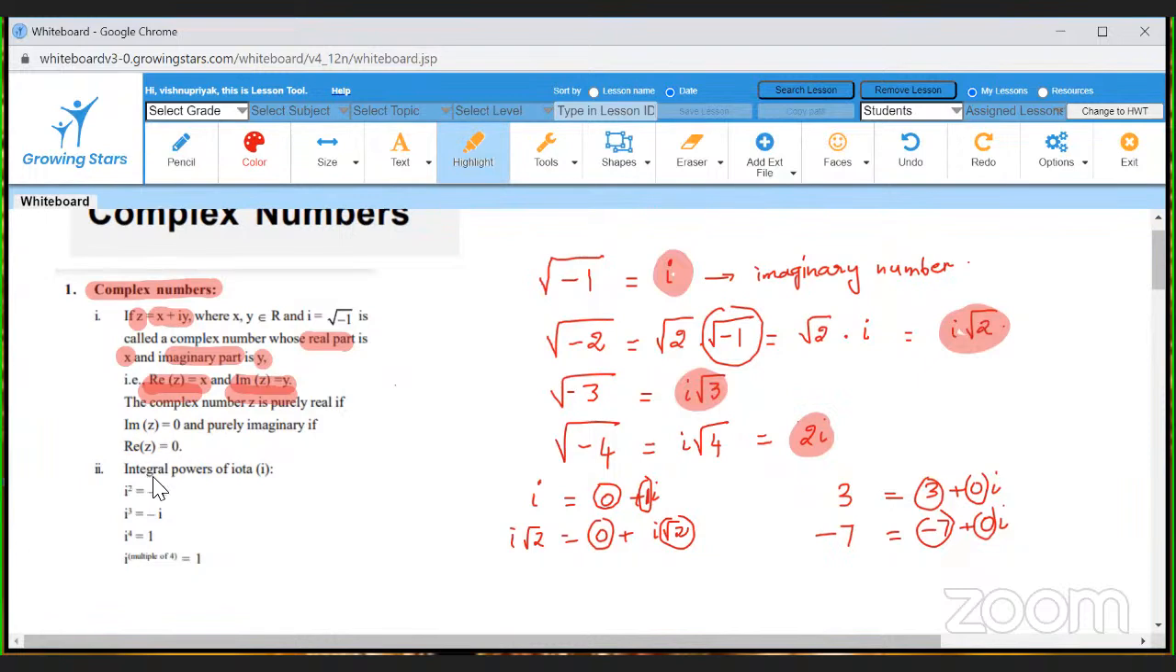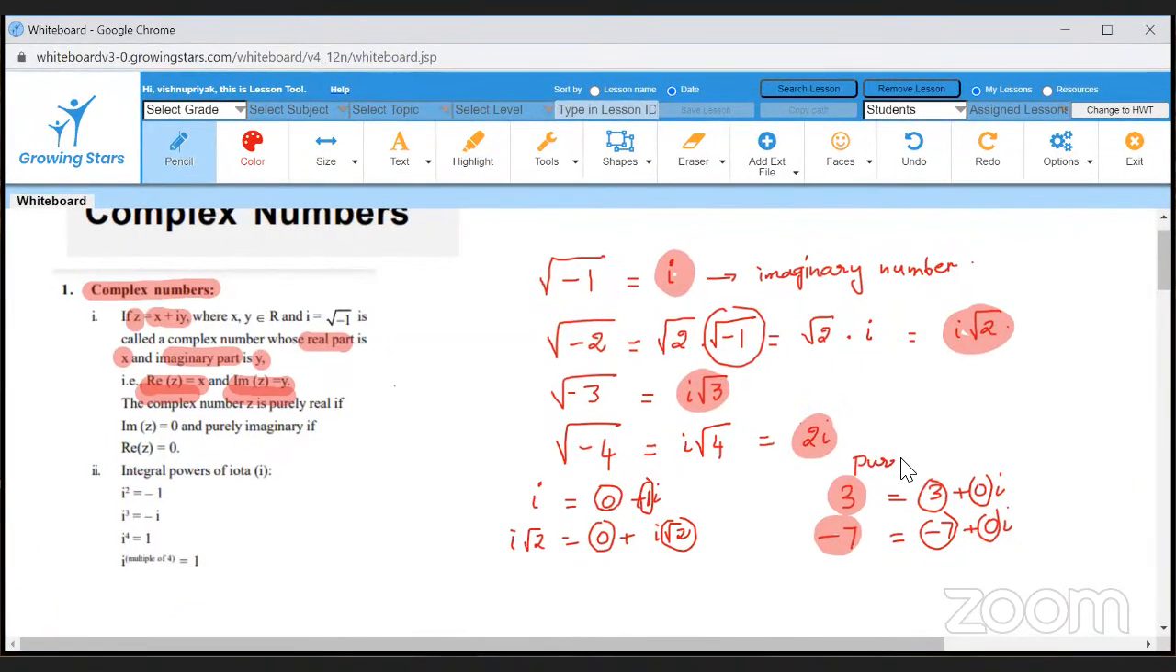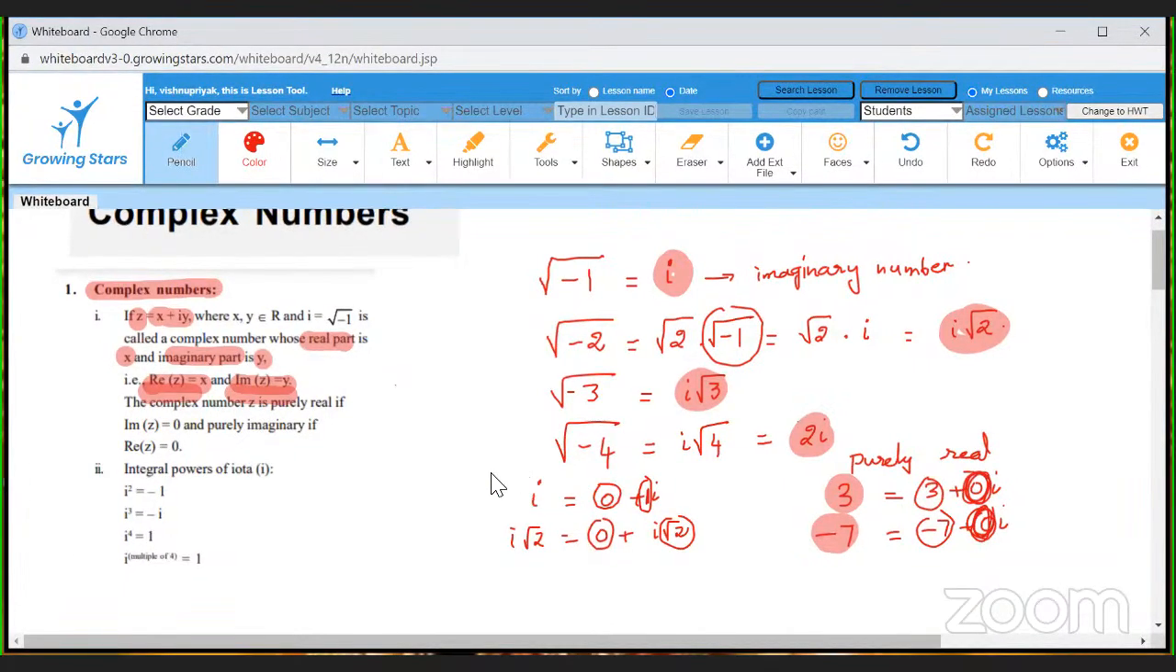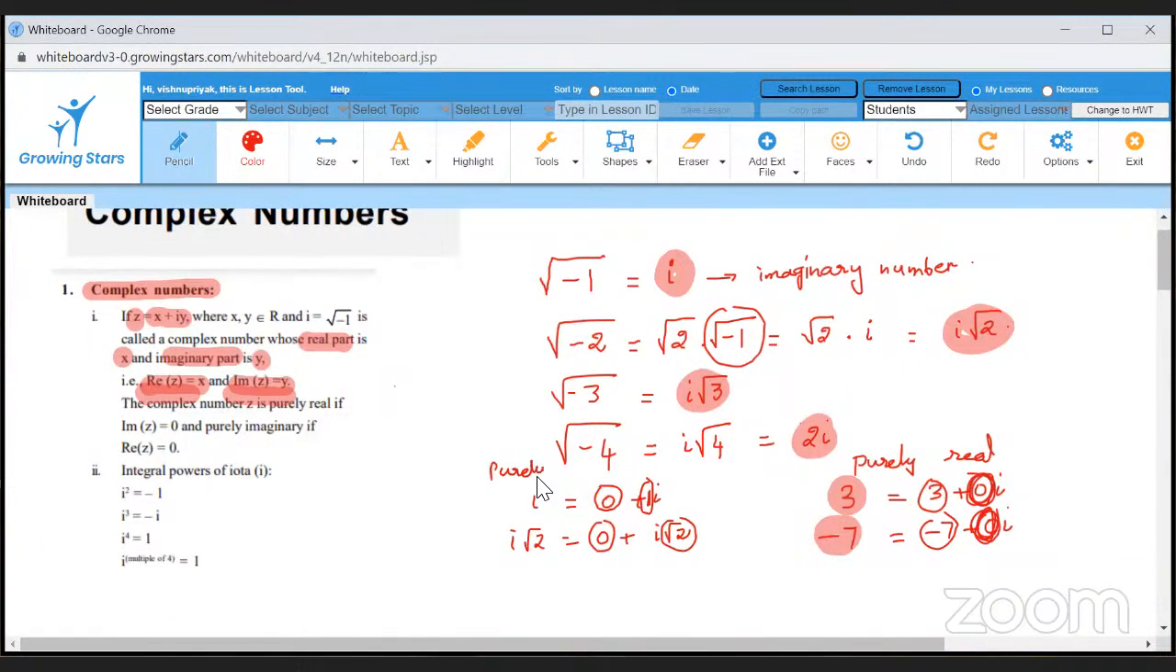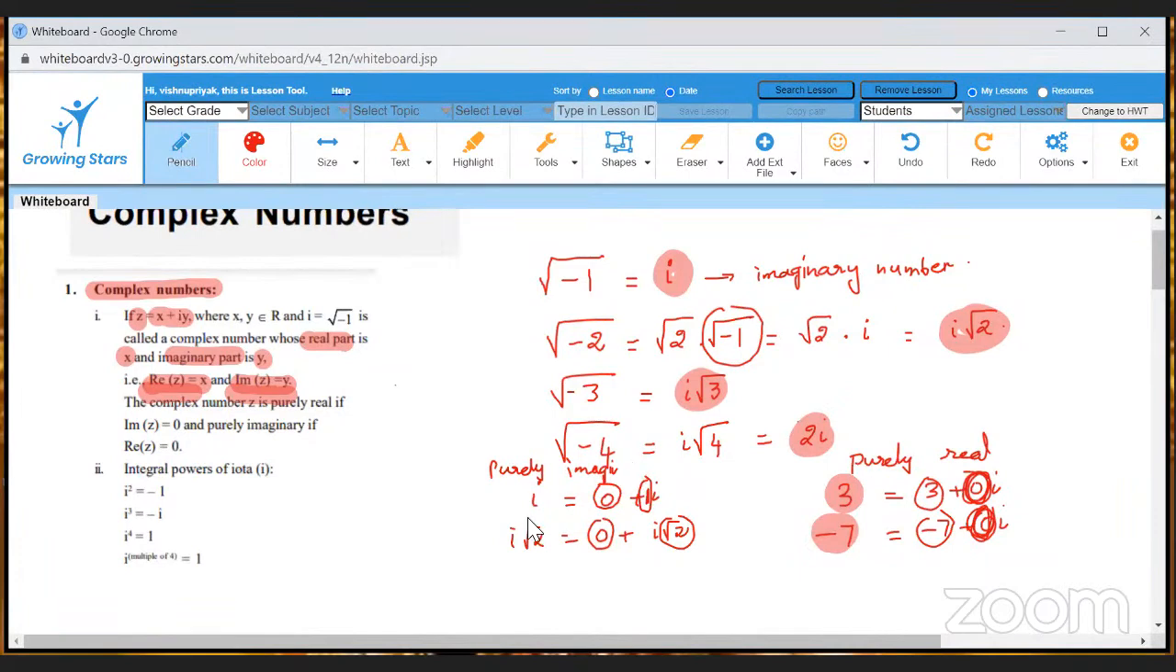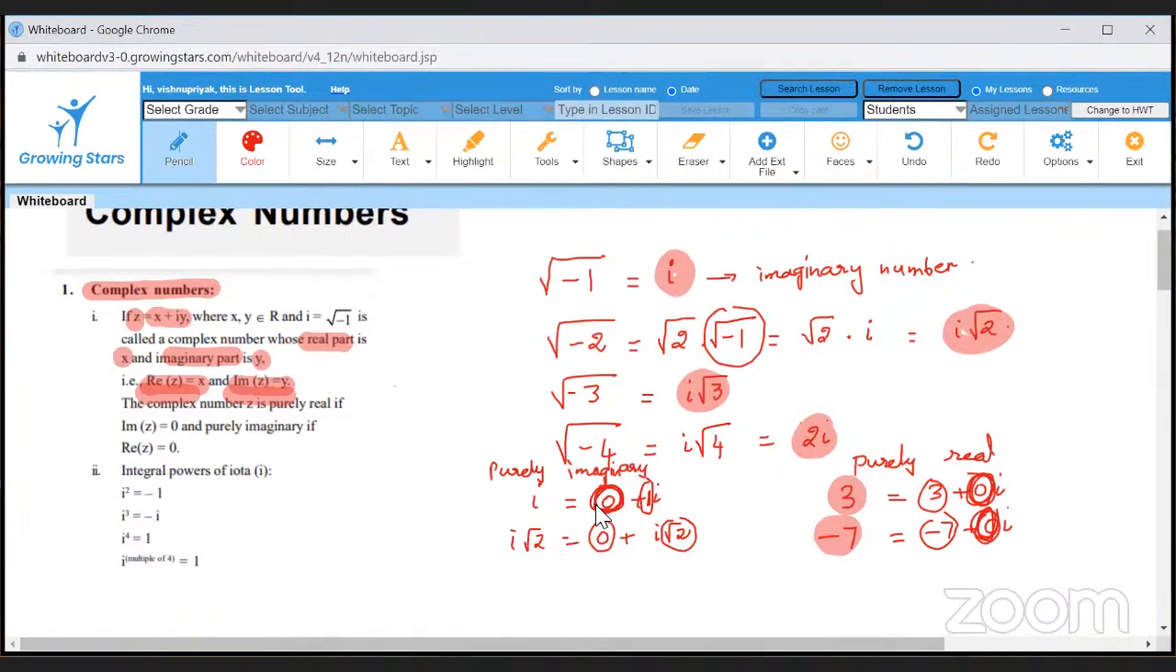If the complex number is purely real, these complex numbers are purely real, that is why the imaginary parts are zeros. These complex numbers are purely imaginary, that is why the real parts are zeros.